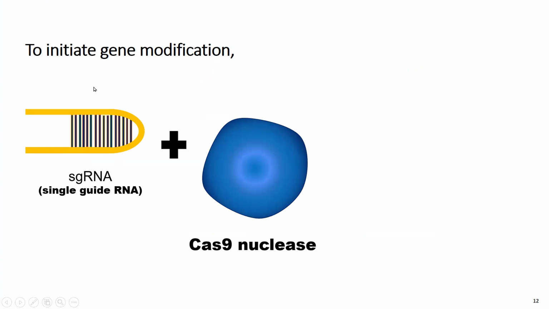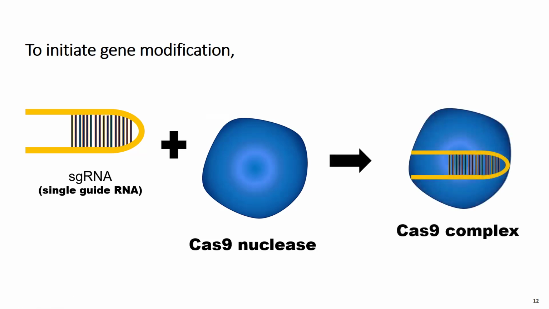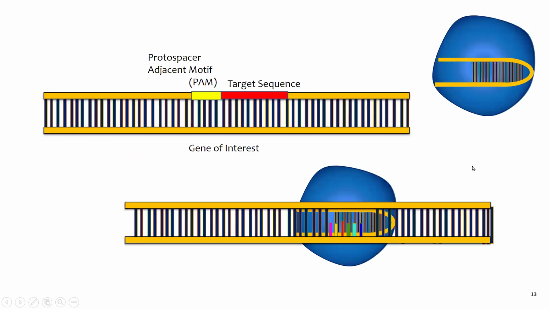If you know your gene of interest, then you can design the single guide RNA, like a primer, or you can ask a company to design it. And Cas9 nuclease is available in the market, so you can buy it because it is a natural enzyme. These two make a complex, the Cas9 guide RNA complex. And then this is the DNA of the cell you want to edit.